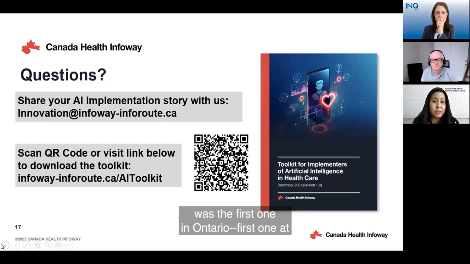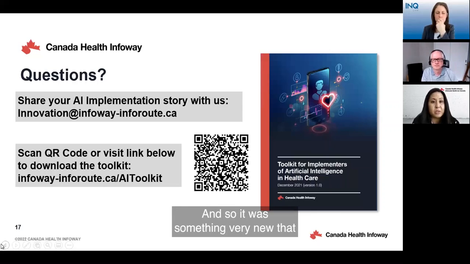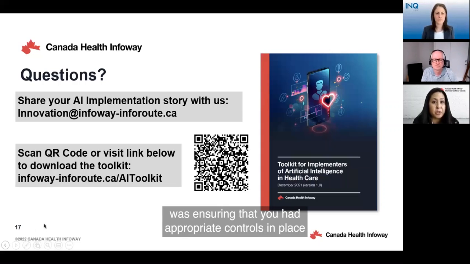It was the first one in Ontario, the first one at the hospital, second one, I believe, in Ontario. And so it was something very new, in a time period in which the focus for hospitals was ensuring that you had appropriate controls in place to prevent inappropriate access.